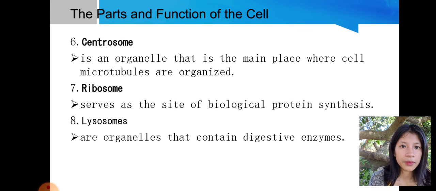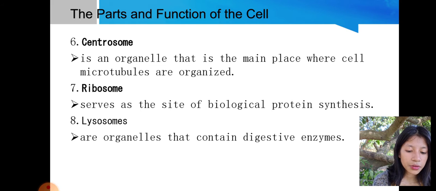Next is centrosome. It's an organelle that is the main place where cell microtubules are organized. Also, it organizes changes to the shape of the cell membrane that allow the membrane to pinch in during cell division. Next is ribosome. They serve as the sites of biological protein synthesis. Also, they link together specific amino acids to form polypeptides and they export these to the cytoplasm.